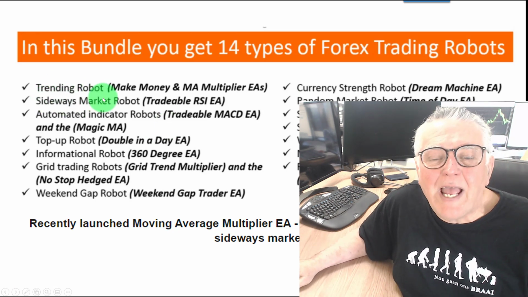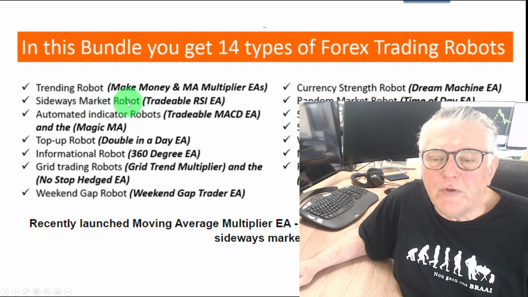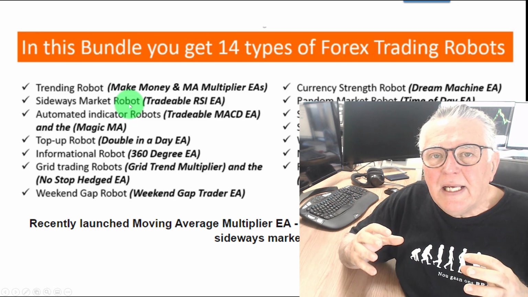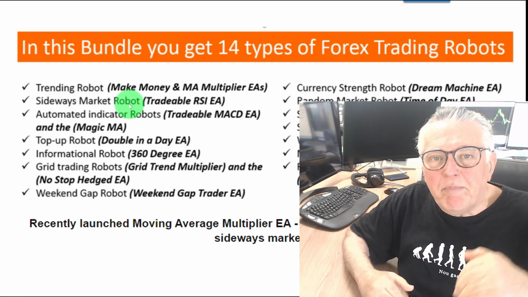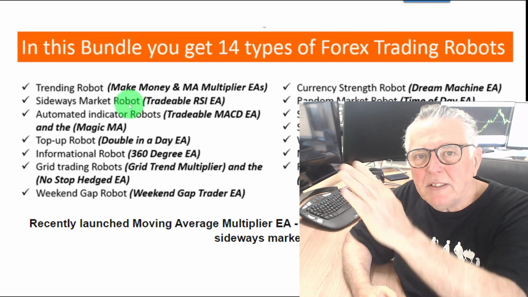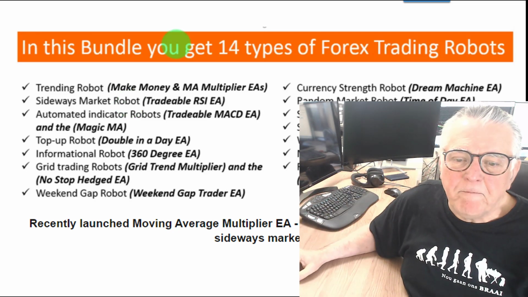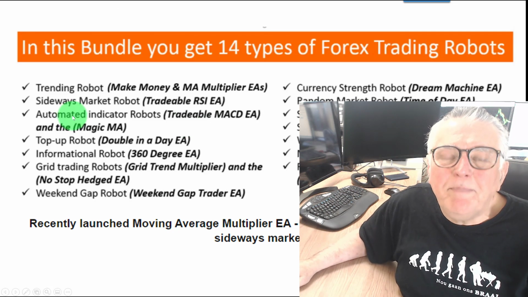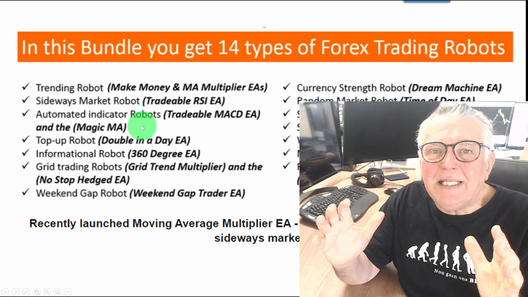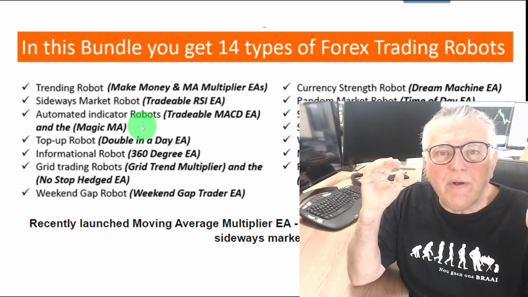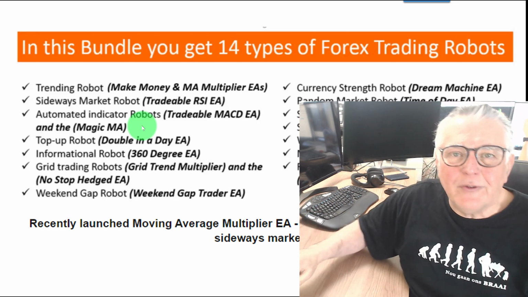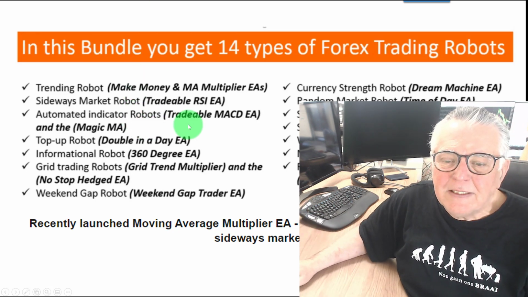Then we have sideways market robots, and those are things like the tradable RSI EA, which trades on a momentum basis, so it tries to take the turning points in the market in a sideways market. Then you have automated indicator robots, where we've just taken a basic indicator like the MACD and we've automated it to trade automatically. So it's an automated indicator type of robot.